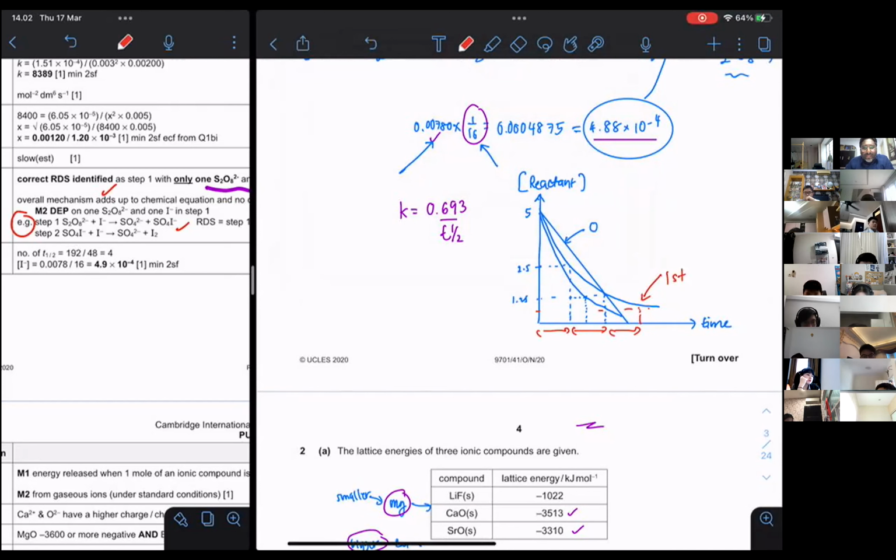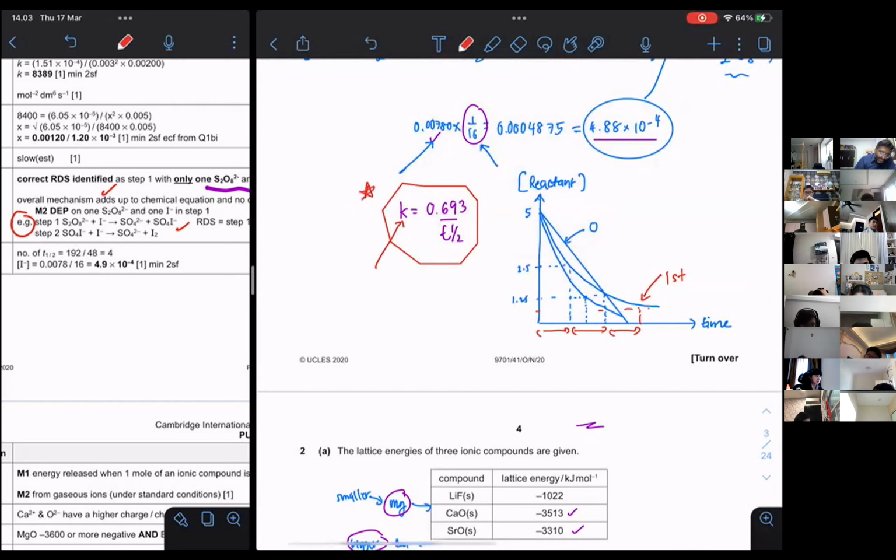And the second thing is, in our syllabus also, there is a formula that you need to memorize. You can calculate the half-life. If you have the half-life, you can find out what is the rate constant. The formula is 0.693 divided by half-life equals the rate constant.